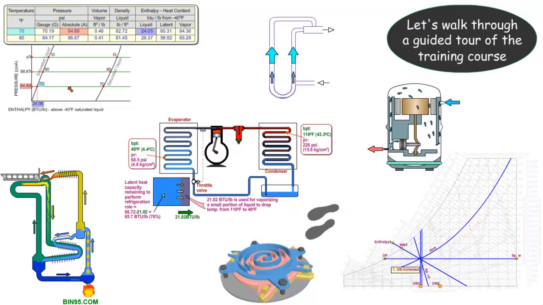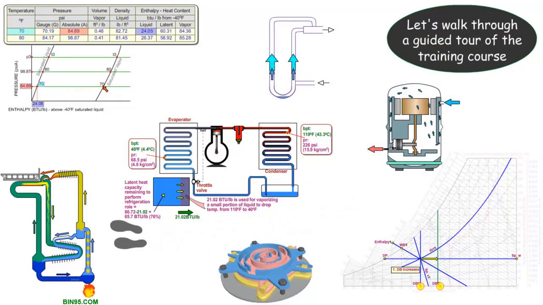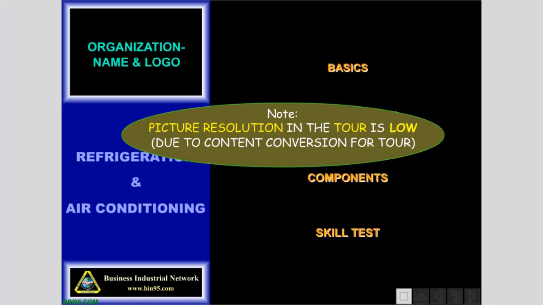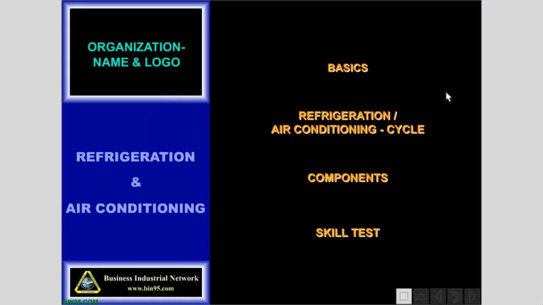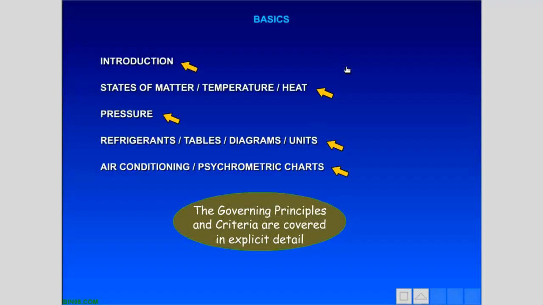Let's walk through a guided tour of the training course. Note: picture resolution in the tour is low, due to content conversion for the tour. The organization logo and name can be included. Let's view the first chapter. The governing principles and criteria are covered in explicit detail.